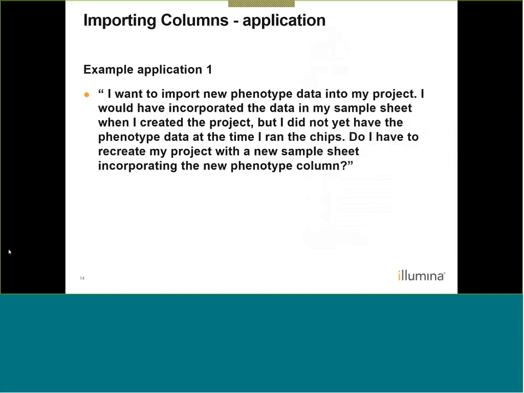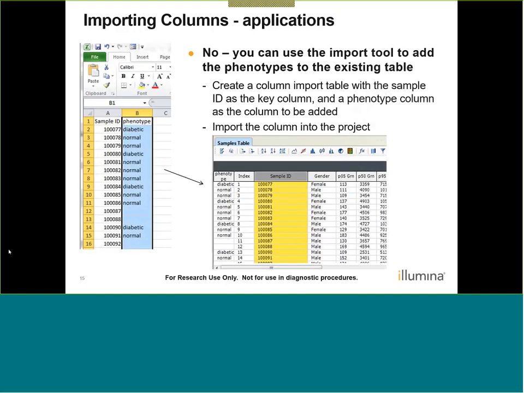All right, let's take a look at an example application. Let's say that you've created a GenomeStudio project, but at the time that you created the project, you did not have phenotype data, so you did not include the phenotype data as additional columns in the samples table. Now you've actually obtained that information, and you want to add it to the samples table. Is there a way to do it without having to recreate the project using a samples file with the new information added? And the answer, of course, is yes. You can import this without having to recreate the project.